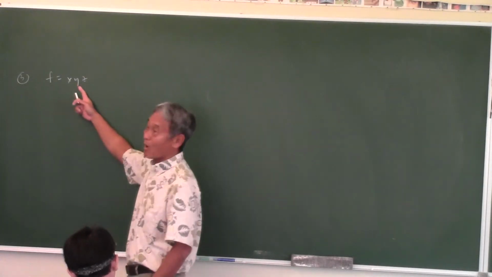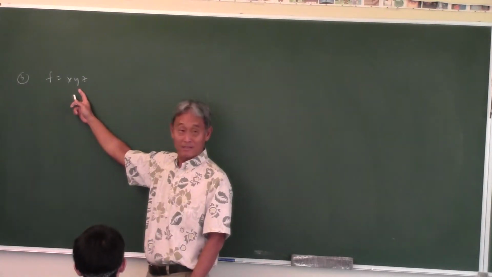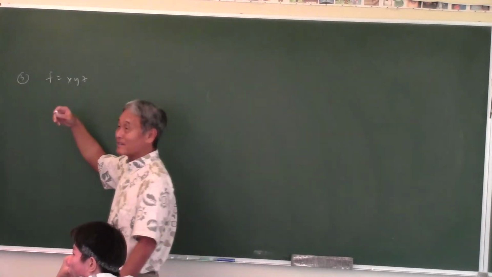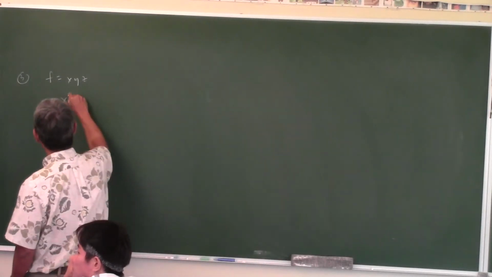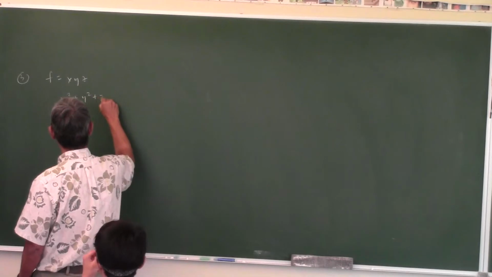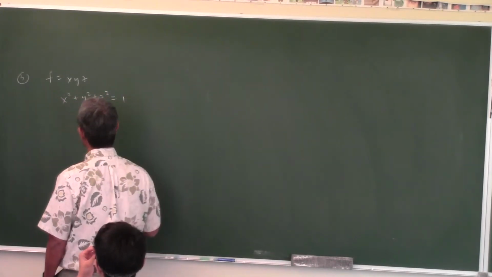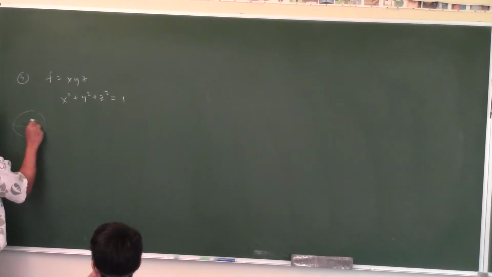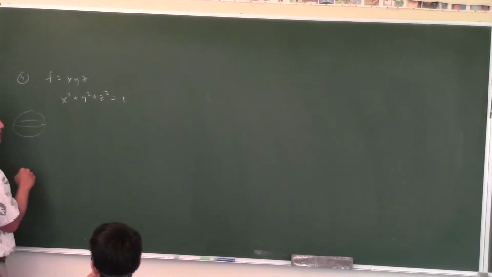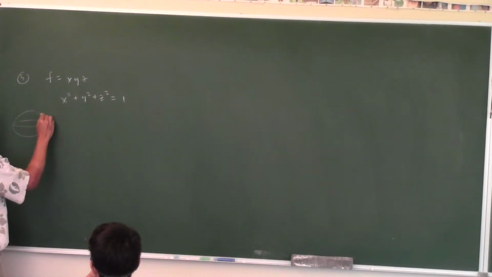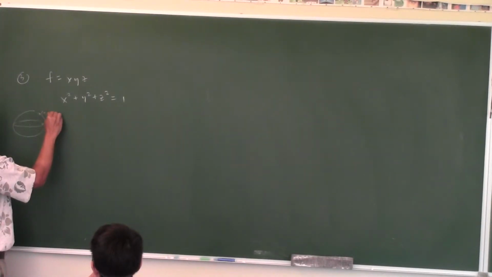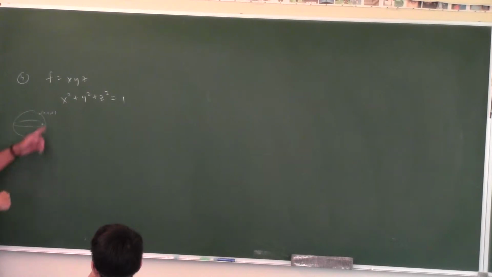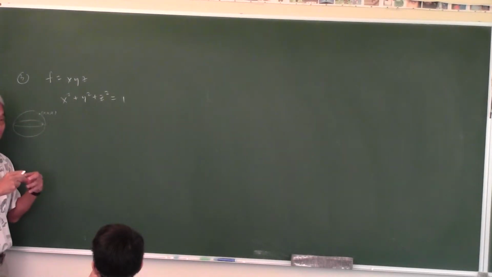Look, this is the quantity we want to minimize, with the side condition that x squared plus y squared plus z squared is equal to 1. So in other words, we have a sphere of radius 1, center at the origin. If you pick any point on the sphere x, y, z, what point can you pick so that if you multiply the 3 together, you get a minimum?